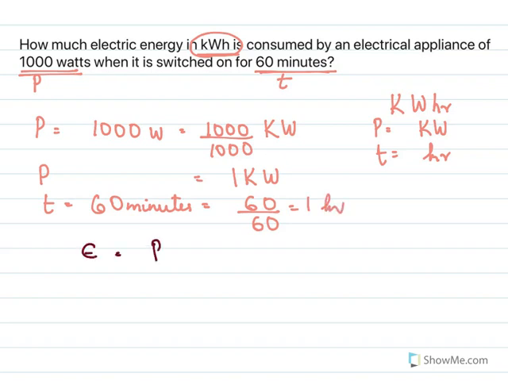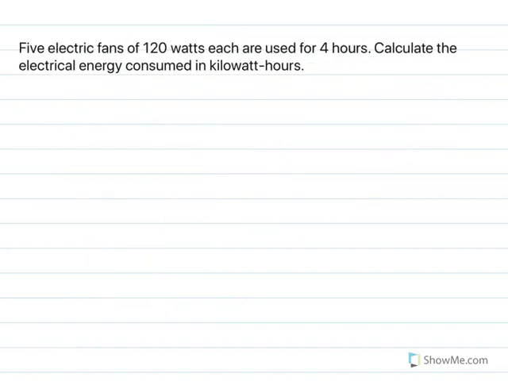And energy is power into time. So we have power 1 and the time also is 1. So energy is 1 kilowatt hour. So energy consumed by this electrical appliance in 60 minutes is 1 kilowatt hour. So that is what you write in your answer. 5 electric fans of 120 watts, so 120 watts is power, are used for 4 hours, that is time. Calculate the electrical energy consumed in kilowatt hour.